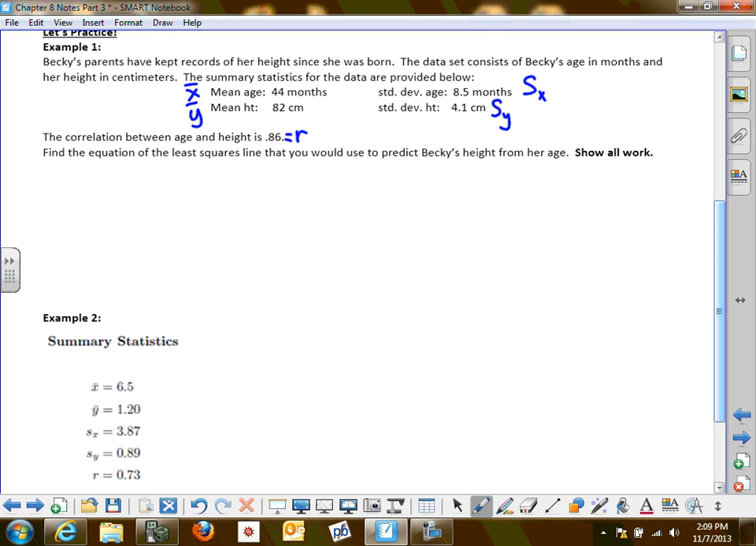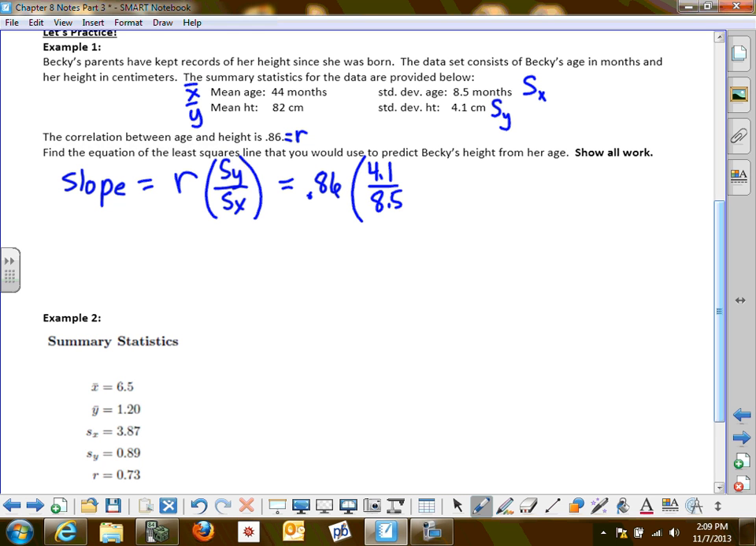First step, find the slope. Correlation times variation in y over variation in x. And fill in the numbers. That does multiply out to 0.415. Okay, so we have that. We also know that the point on the line is (44, 82).